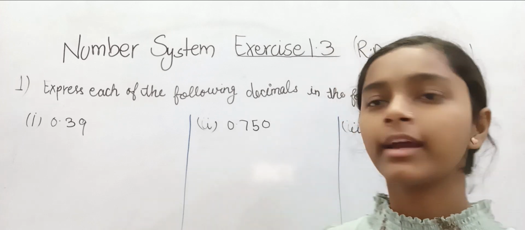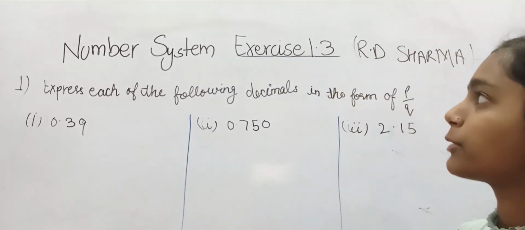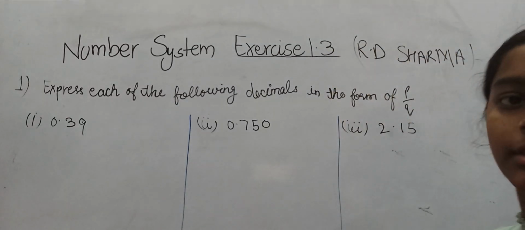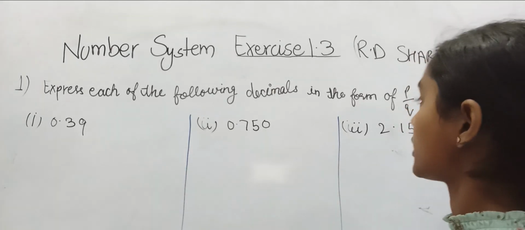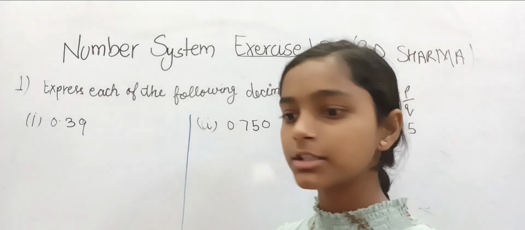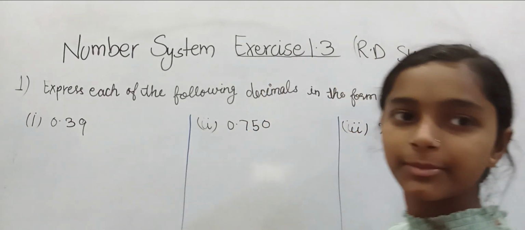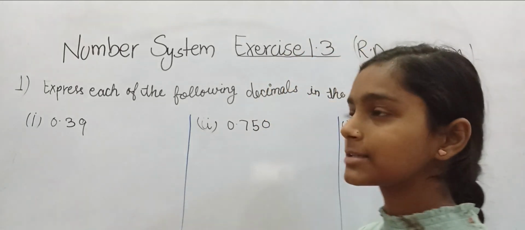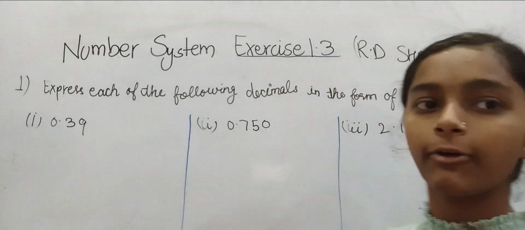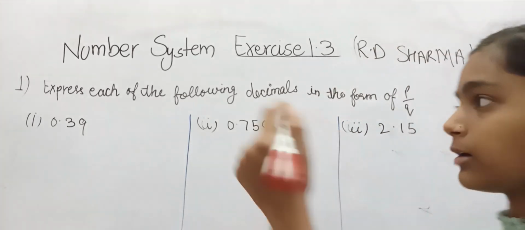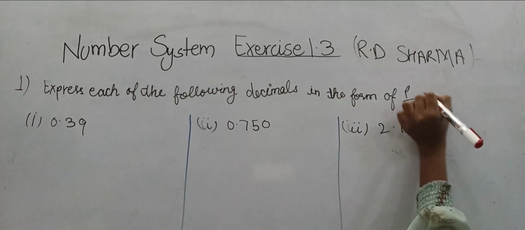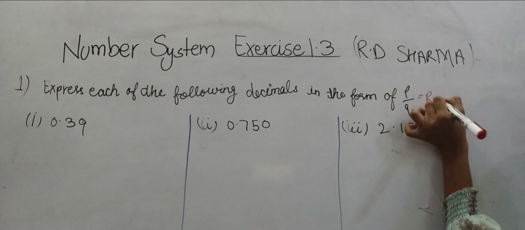Today we will be continuing our chapter Number System, which is chapter number 1, and we will be starting with a new exercise, exercise 1.3, and we are doing this chapter from R.D. Sharma. So let's begin with the first question, which is: express each of the following decimals in the form of p by q. So what do we call these decimals in the form of p by q? We call them rational numbers.